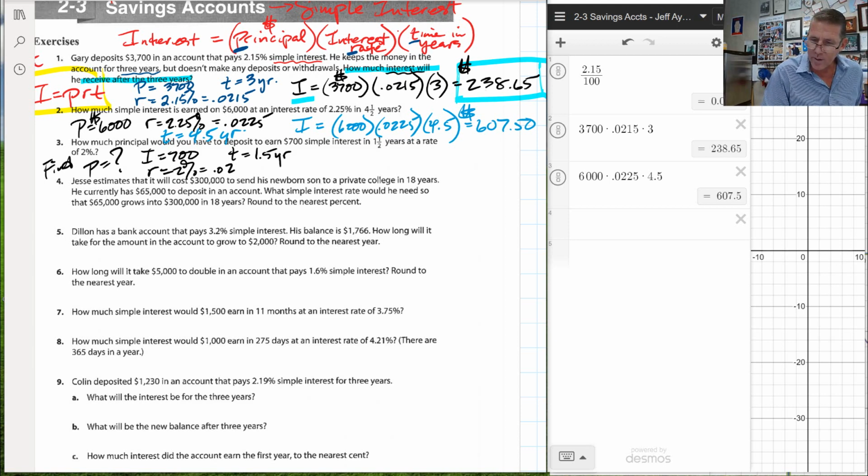So what we're going to do is I'm going to write down the equation first. So I is equal to P times R times T. And you substitute your values in now. We know the interest is 700. We don't know the principal. We do know the rate, though, which is 0.02. And we do know the time, which is 1.5.